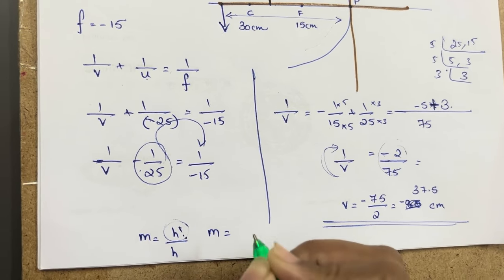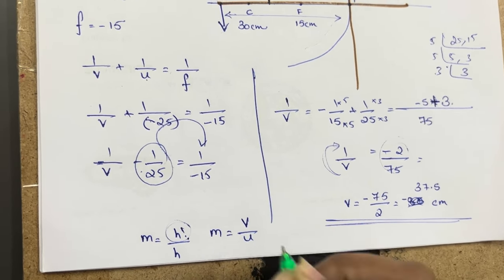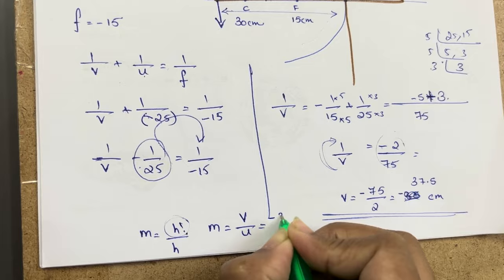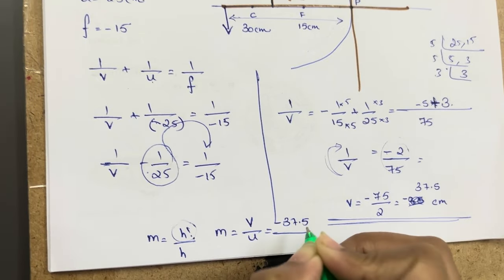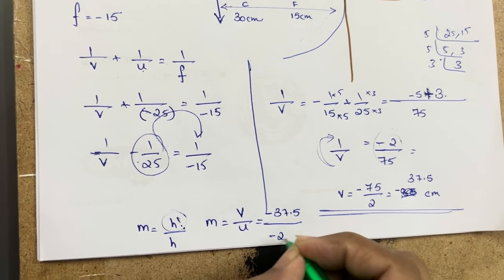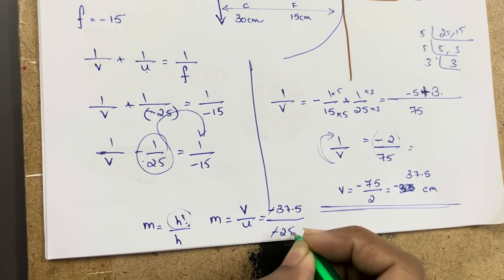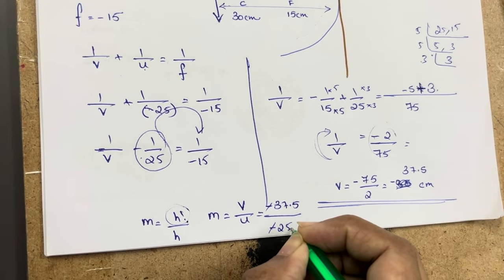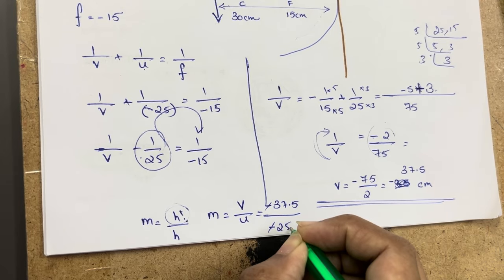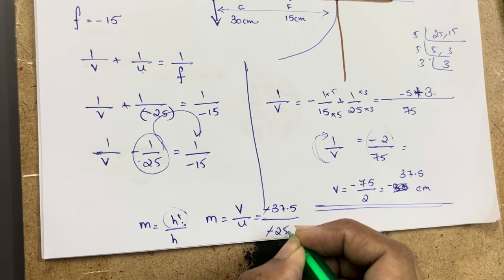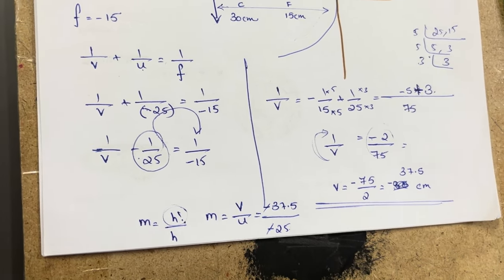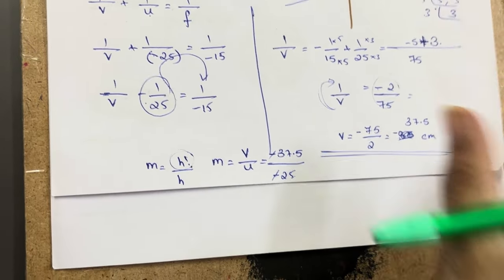Instead, for the magnification, what we can do is v upon u. So what is v? It is negative 37.5. And what is your u? Minus 25. The minus will go and it will be 37.5 upon 25. That turns out to be something, but let's simplify this.